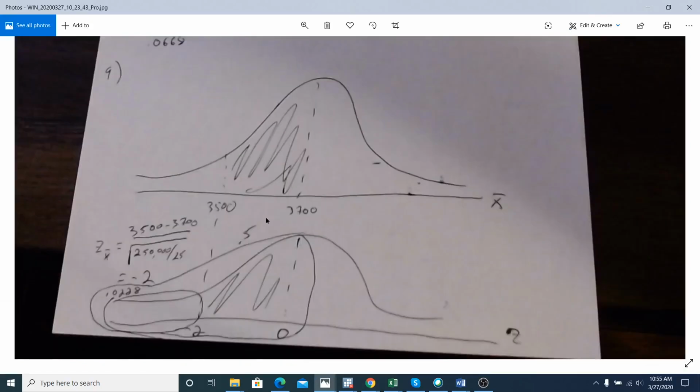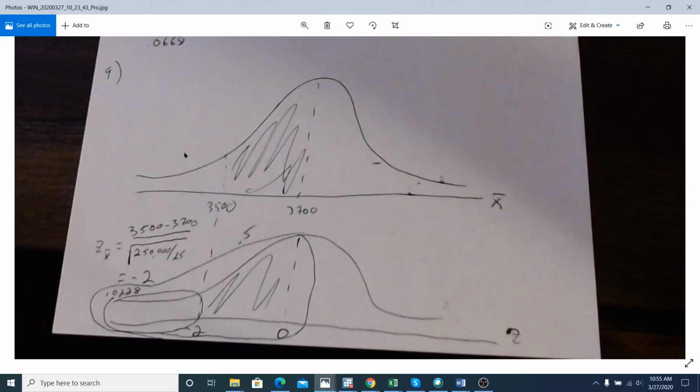So I want the probability that's between 3,500 and 3,700. Well, 3,700 is my mean, so this one is a little bit easy. Because what should the z-score for that mean be? The z-score should be 0, and the area to the left of that mean, and to the right, should always be 0.5.